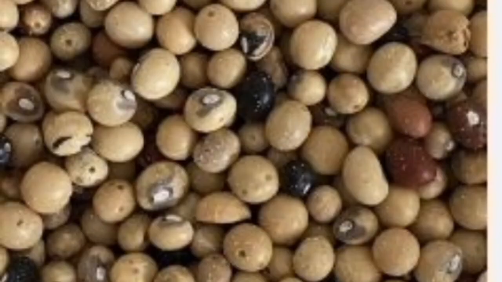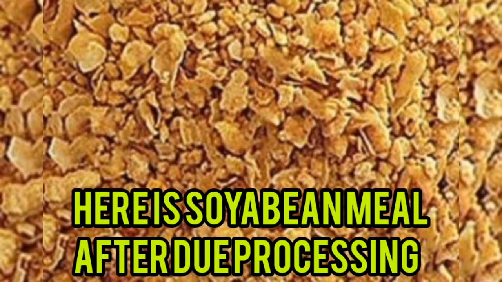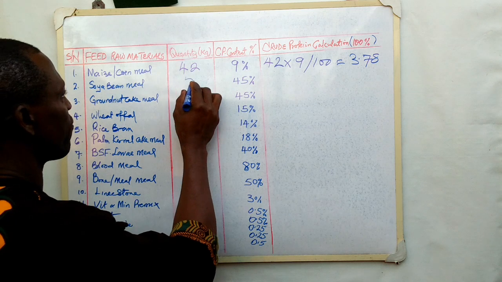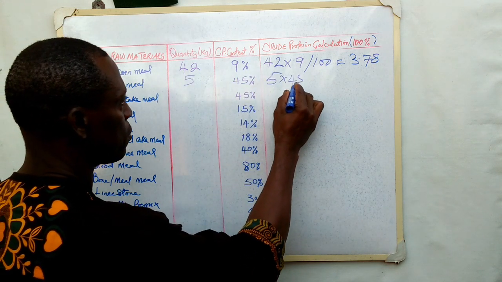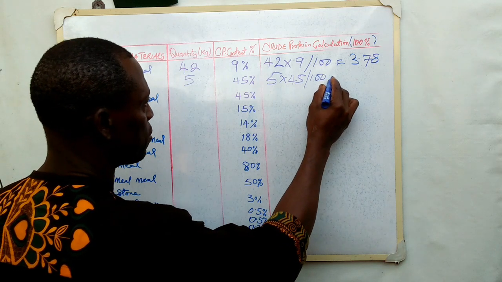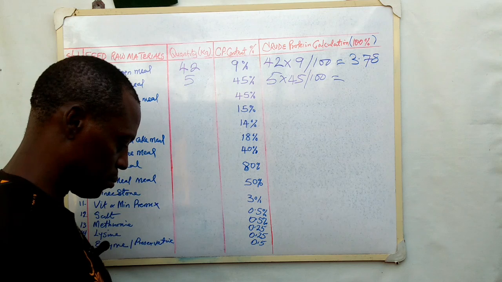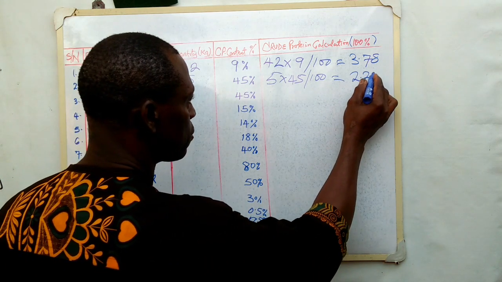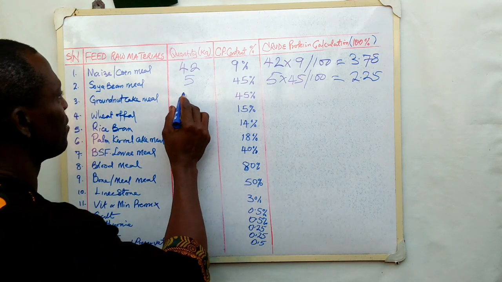Here, soya bean is we're using 5. 5 times 45 divided by 100. That will give us 2.25. Next one is groundnut cake. We are using 5%.